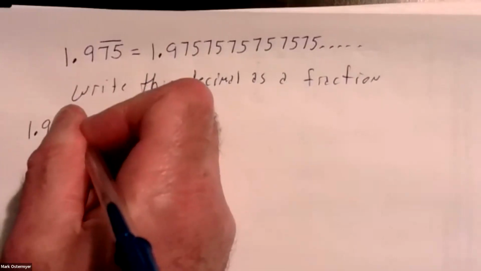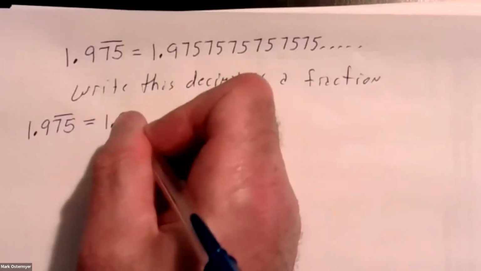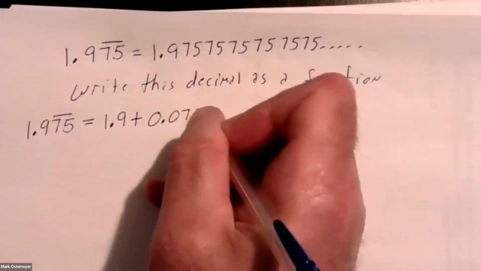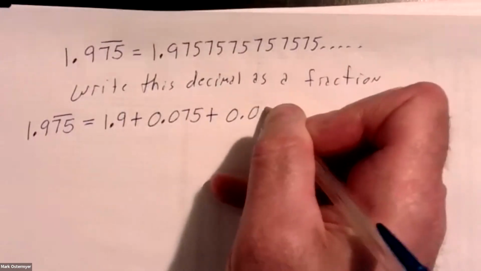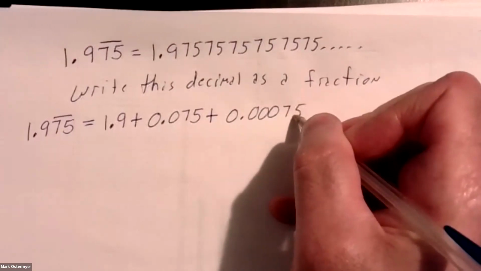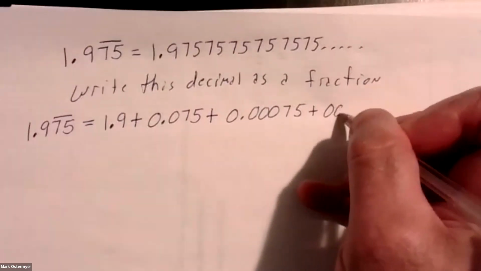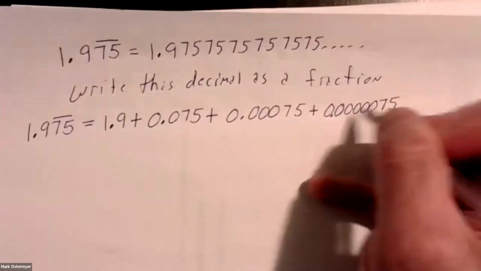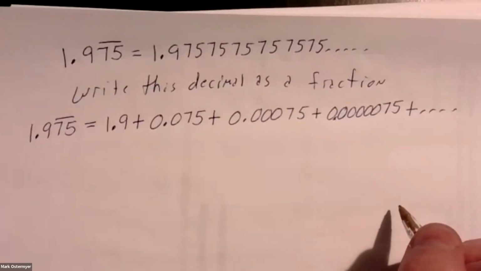1.975 that repeats forever. Do you agree? I could rewrite it as 1.9 plus 0.075 plus 0.00075 plus 0.0000075 plus on and on this goes. Do you agree? We could do this forever.